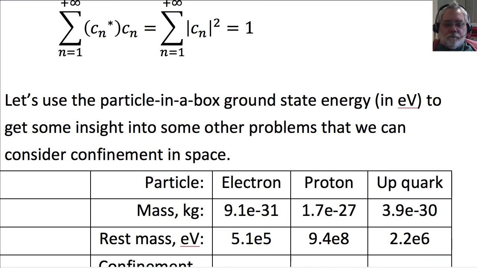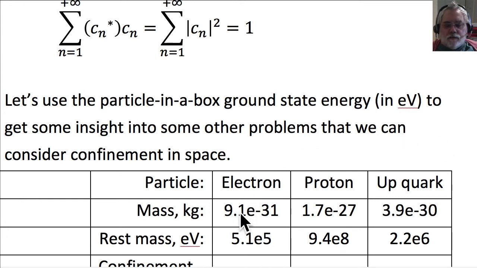So we're going to take 3 different particles: an electron, a proton, and an up quark. An up quark is an elementary particle. The proton consists of 3 quarks, 2 up quarks and a down quark. We're going to take those 3 particles and we're going to do some particle in a box, one dimension, calculations and see if we can learn anything.